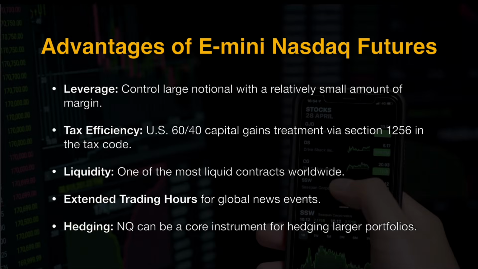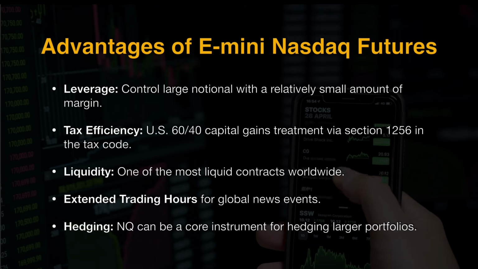So what are the advantages of trading the E-mini Nasdaq futures contract? Well, an obvious advantage is leverage. You can control large notional value with a relatively small amount of margin. Next would be tax efficiency. In the U.S., you get 60/40 capital gains treatment via Section 1256 in the tax code. For more details on that, consult your accountant. There are liquidity benefits to trading the Nasdaq futures. They trade in extended hours. And finally, hedging. NQ can be a core instrument for hedging larger portfolios with heavy tech exposure.